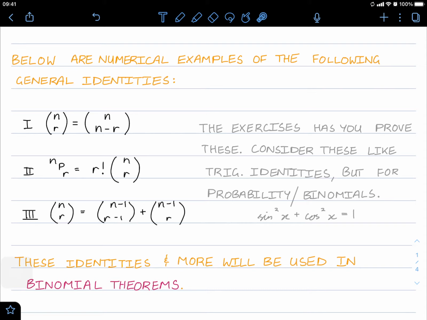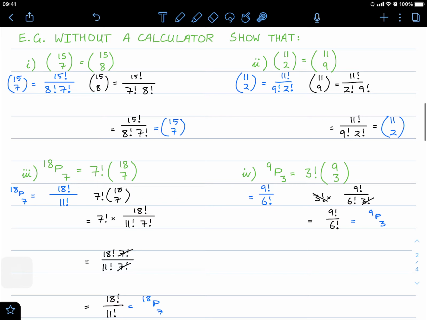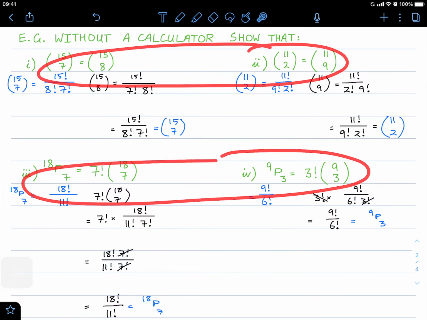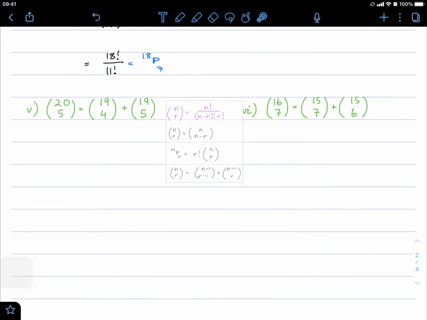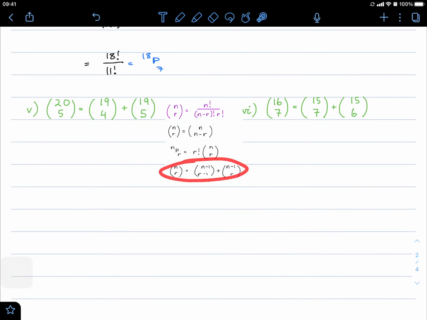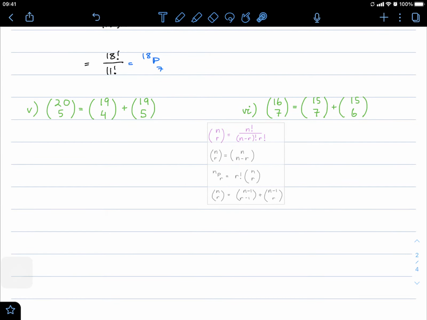Hello class, this is a continuation of combinations part 3. In the previous video we saw how we could prove these two styles of identities. That's 1 and that's 2, and hopefully that will give you some sort of guideline to solve those first two identities. In this video I will admit this last one is a lot harder to prove, so let's get straight into it and pause whenever you need to understand it a little bit further.